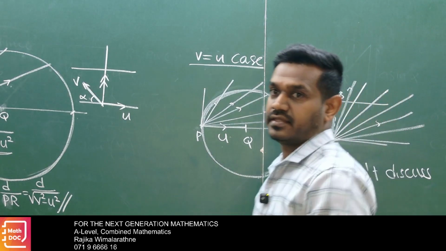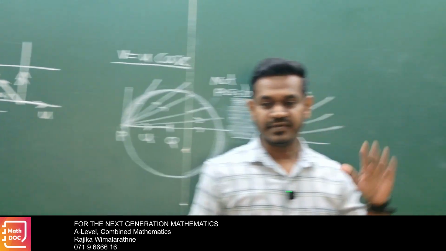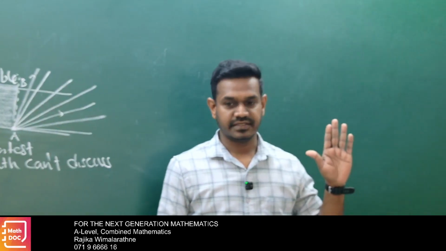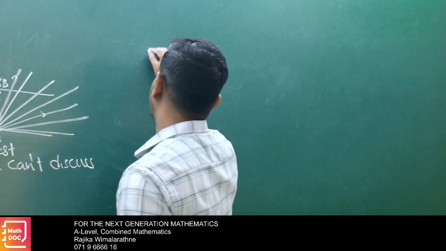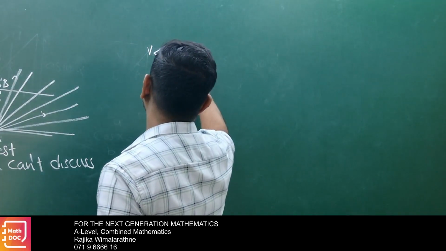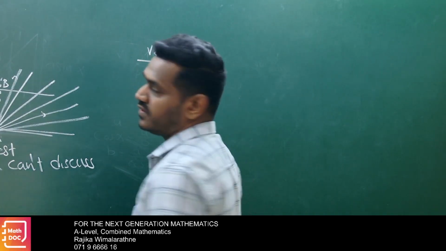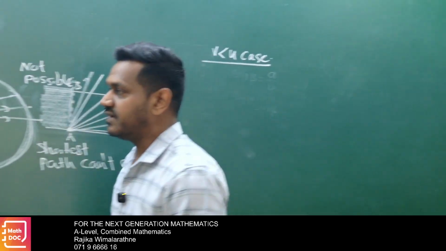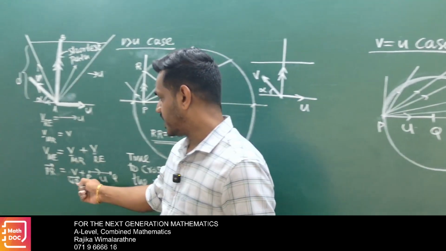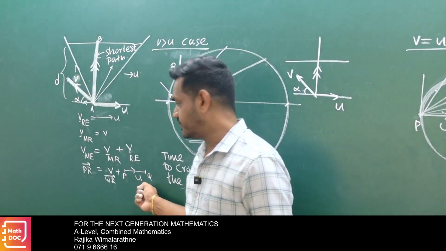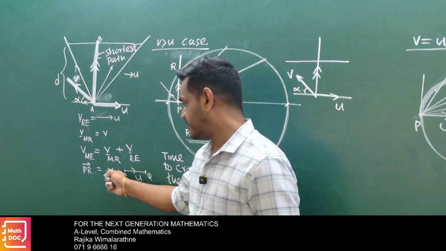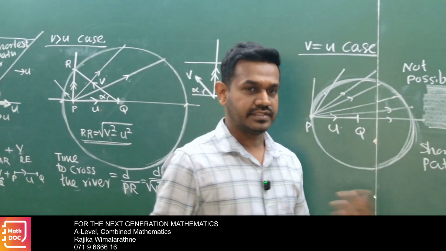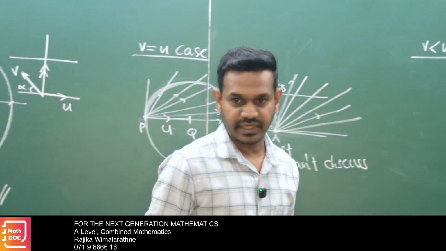Okay. Then let's discuss further. V less than U case. So see. Then you have to think about the same data set. Here the PQ vector for sketch, that is magnitude U. Then the QR vector, magnitude V, direction unknown. Then we have to think about PR. Crossing the river means motion with respect to Earth.